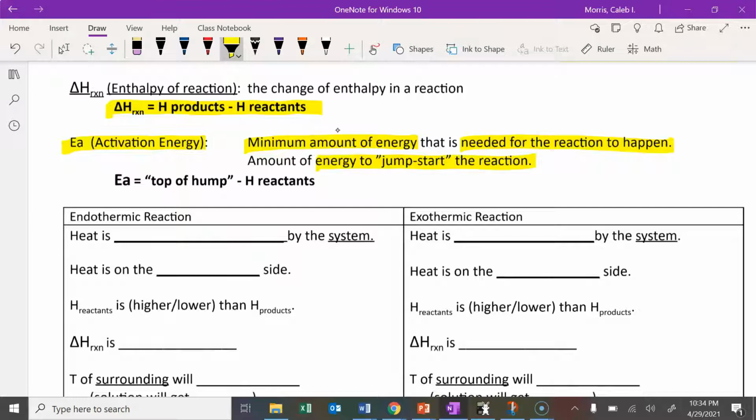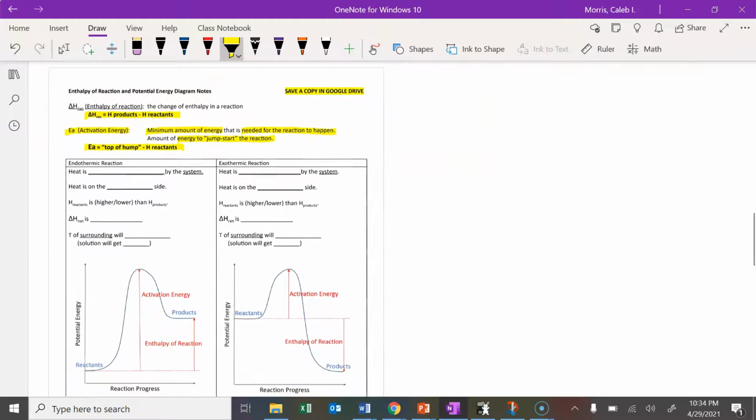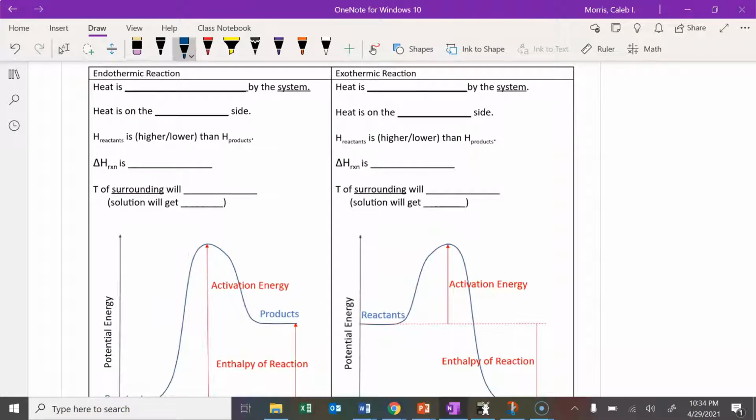Well, here's how you calculate it. Activation energy is the top of the hump minus the enthalpy of reactants. Looking at our diagram down here will make sense of that. But when I say the top, I mean the very, very highest point on our potential energy diagram. We're going to get into that now.